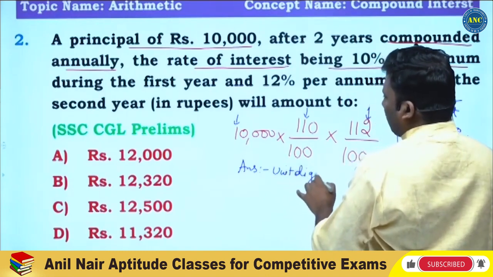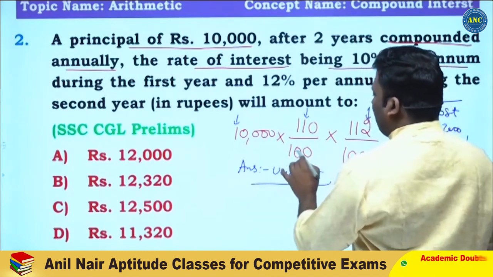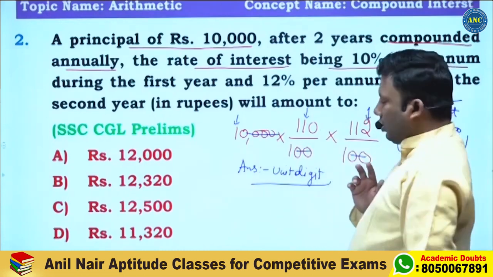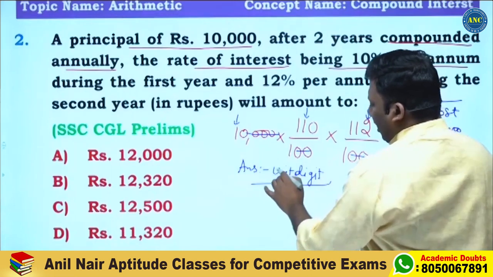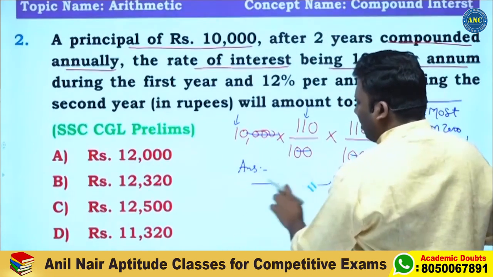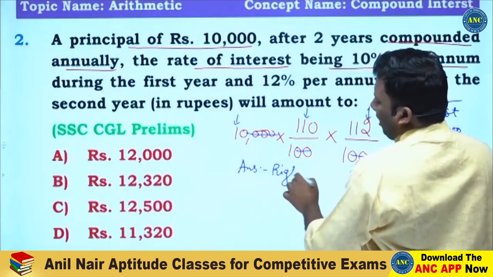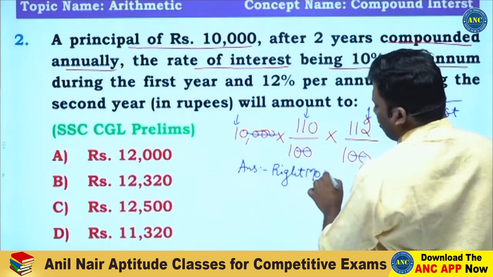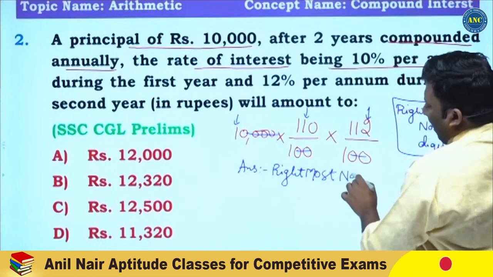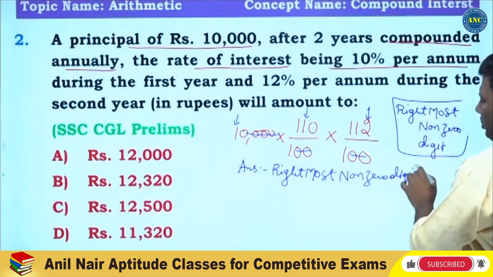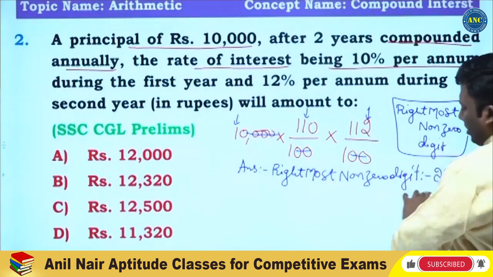Remaining all zeros will get cancelled. Answer rightmost non-zero digit will be 2. Question, if it is like this, please don't show your speed calculation technique and waste your time. Rightmost non-zero digit, it should be 2. Go to the answer options.